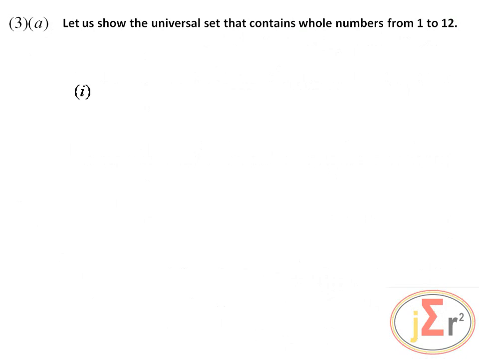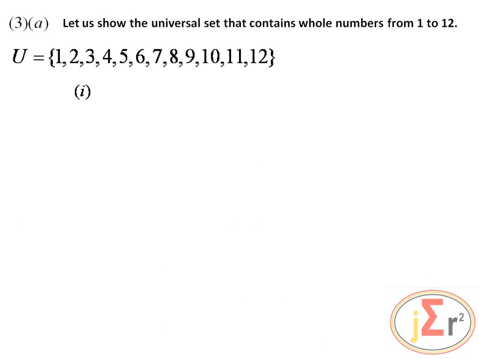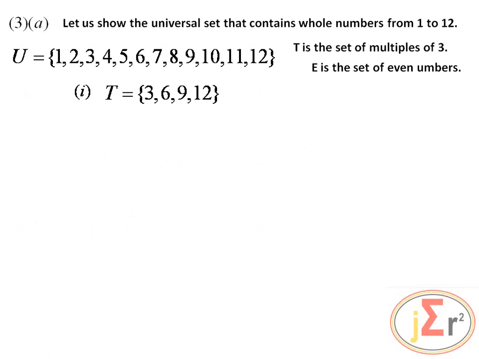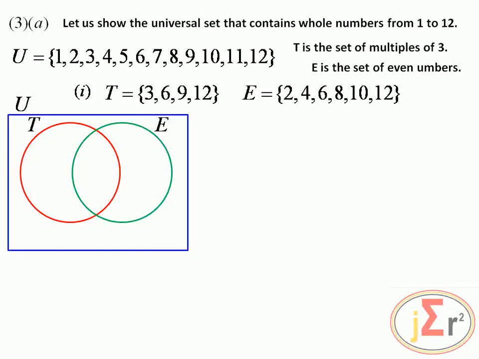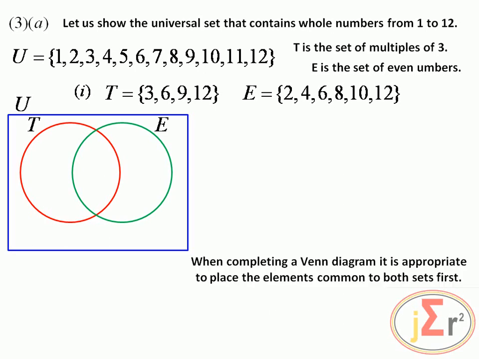First, let us show the universal set that contains whole numbers from 1 to 12. That is our universal set. It contains numbers from 1 to 12. Then we have T is the set of multiples of 3. We will have that T, the set of multiples of 3. E is the set of even numbers. No problem. Let us put our diagram up and insert our elements in their respective places.